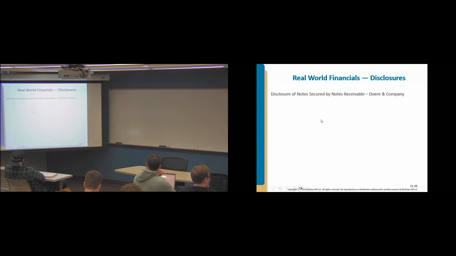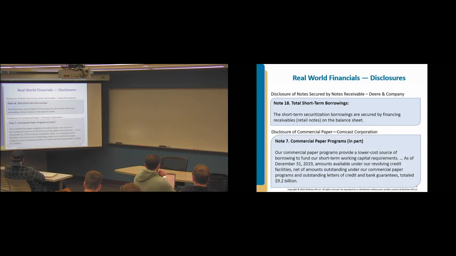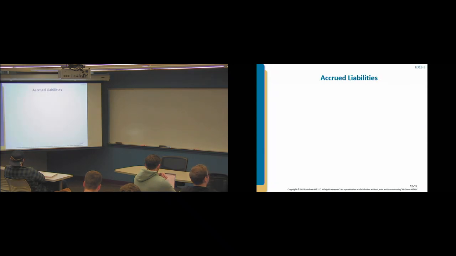So some examples of disclosures here. Again, pretty straightforward. We've got one for short term and one for commercial paper. Comcast there for commercial paper. And it just talks about what the total amount is, 9.2 billion. Always like to throw those in there.